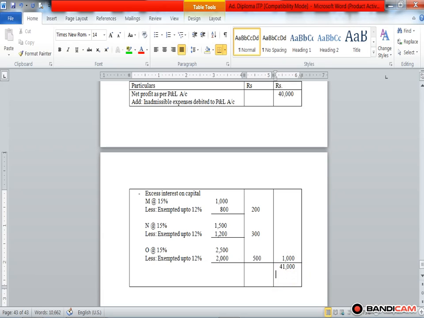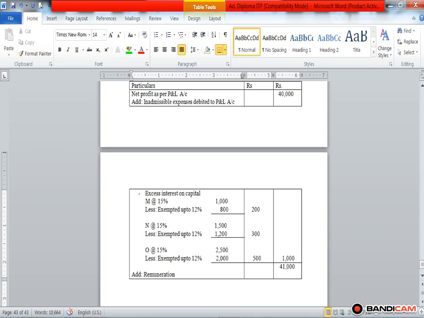Then we add remuneration of partners, because here expenses and income are not given, only chargeable items are given, and chargeable items to the profit and loss account debit side are given. Okay, so only interest on capital is given and remuneration of the partners is given.